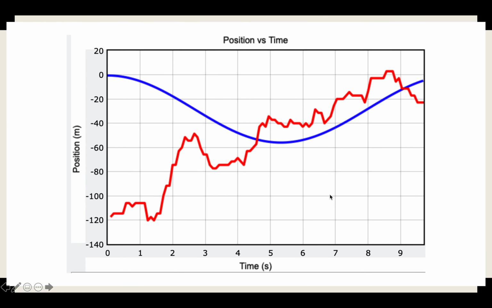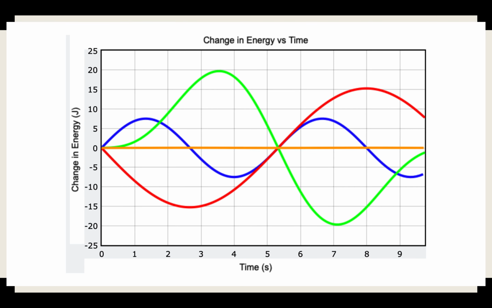So here is the position versus time. The blue line represents the Y position, while the red represents the X position. As you can see, the Y is sinusoidal, so it has a specific motion, and it's going to repeat itself and oscillate because it is moving up and down in the Y direction, but the X direction doesn't really have a specific pattern to it.